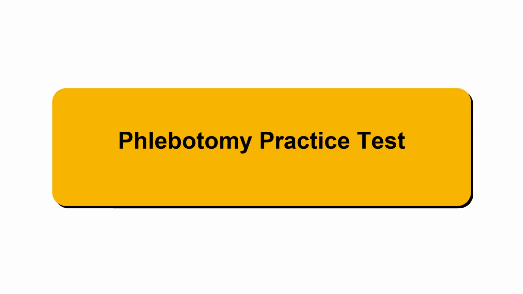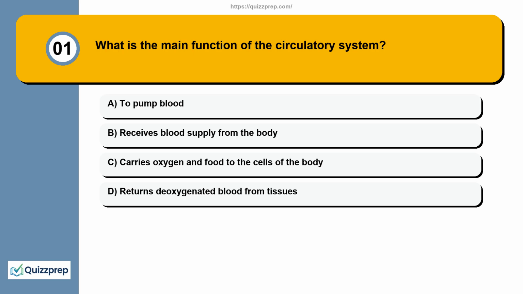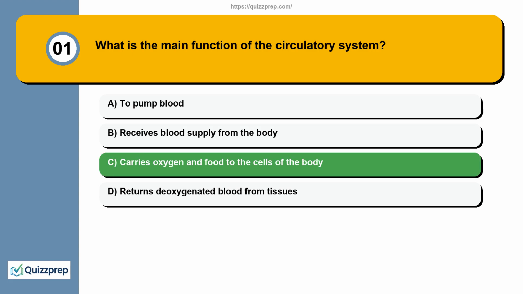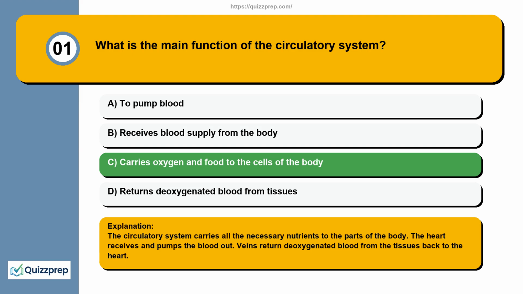Phlebotomy practice test. Question 1. What is the main function of the circulatory system? To pump blood, receives blood supply from the body, carries oxygen and food to the cells of the body, returns deoxygenated blood from tissues. The circulatory system carries all the necessary nutrients to the parts of the body. The heart receives and pumps the blood out. Veins return deoxygenated blood from the tissues back to the heart.